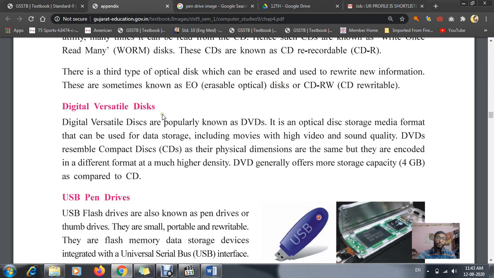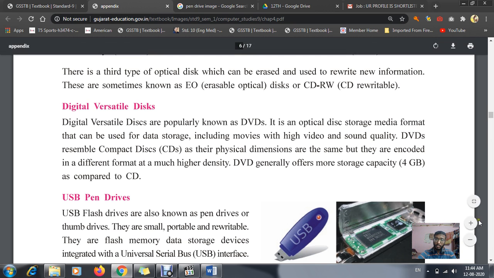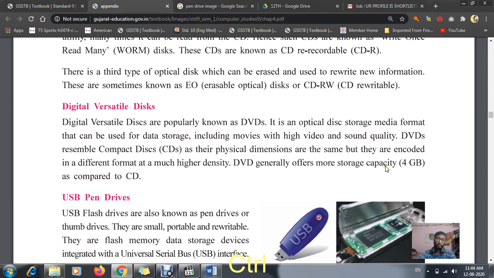Now next is your DVD, and the full form of DVD is digital versatile disc. Compared to the CD, both are the same. For looking purposes, they both will be almost the same. The difference is storage capacity. CD has lower storage capacity, with a maximum of up to 650 MB, whereas DVD has a maximum of up to 4 GB. Okay, underline this thing. By the way, the process of both CD and DVD is the same.